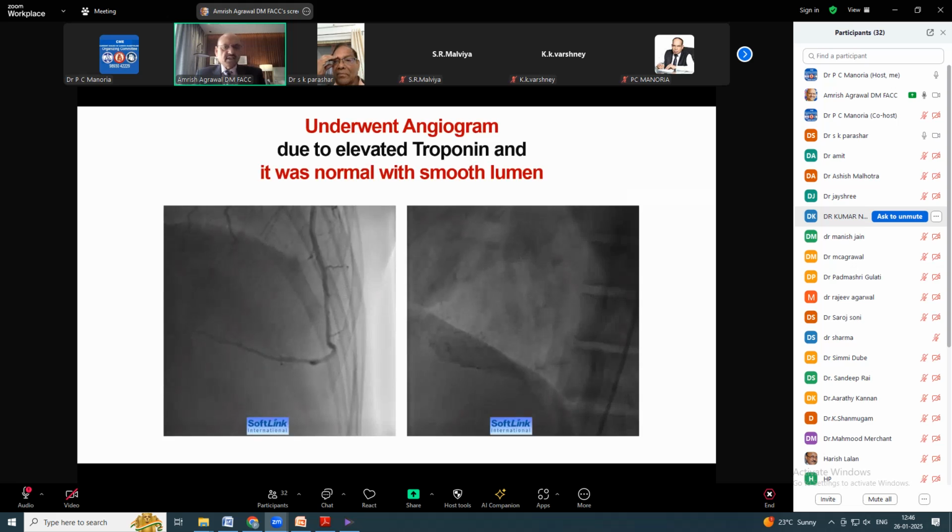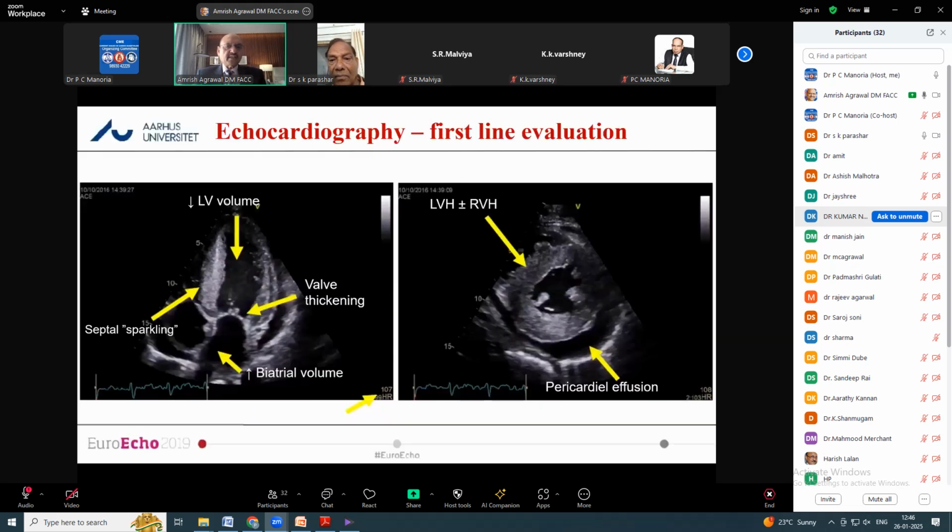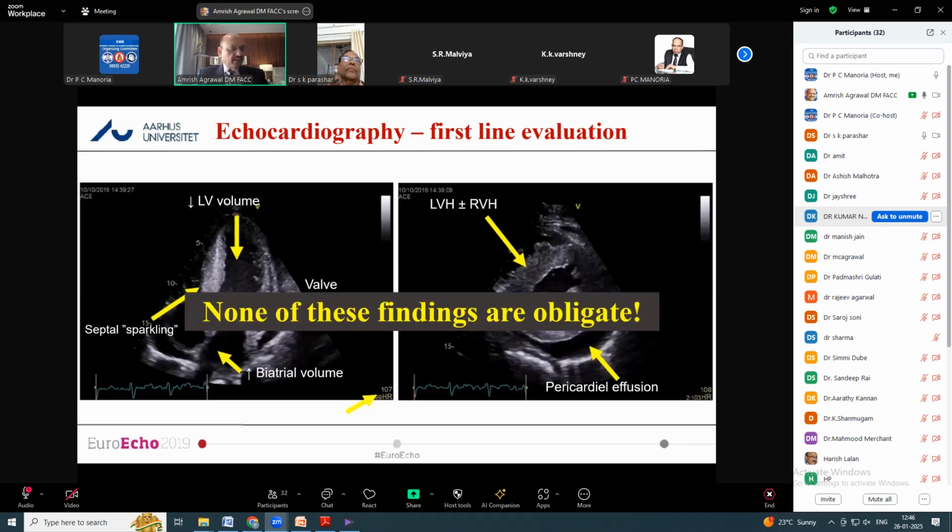cardiac amyloidosis, and the data and the clinical experts show it is the first line evaluation because there are multiple patterns which can be identified on the echocardiogram, but none of the findings are actually obligate. But so till this time, how do you diagnose this patient?